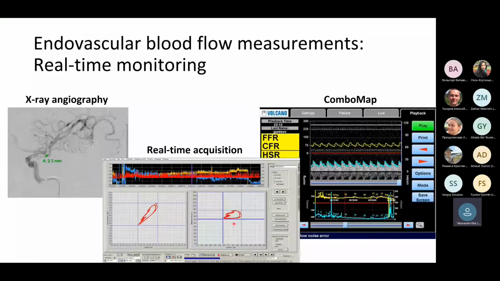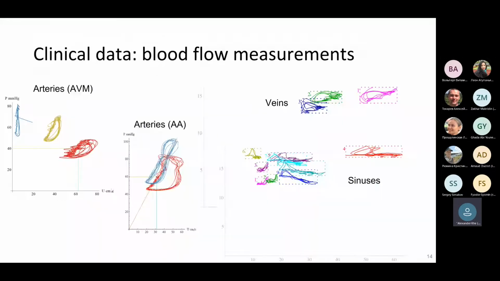On the right is the velocity pressure loop, and on the left are the flow rate and the energy flow rate loops for the flow. And these are these loops in different arteries, with different pathologies.